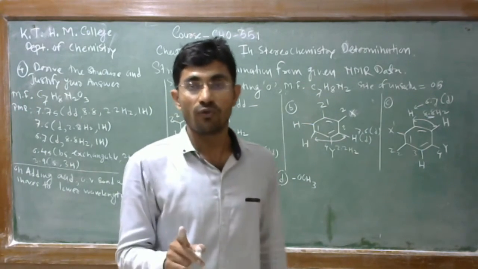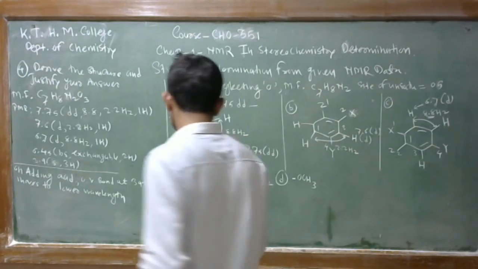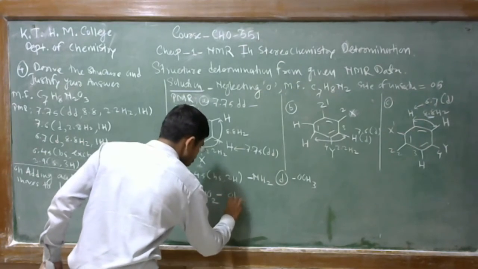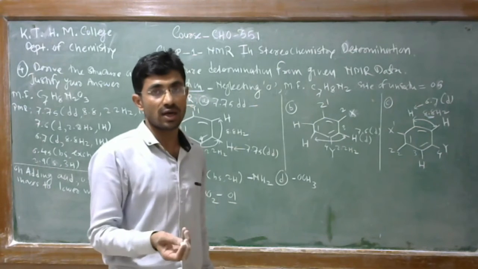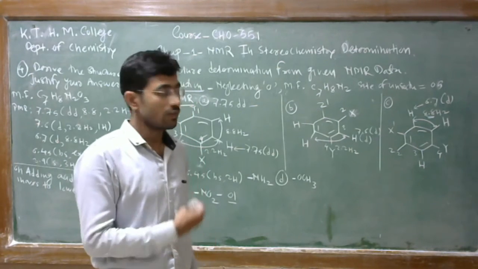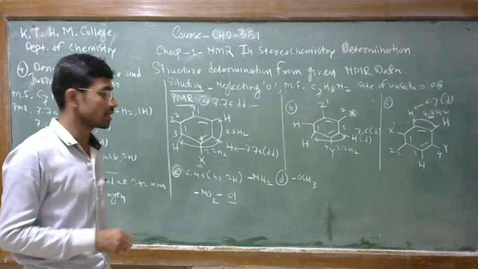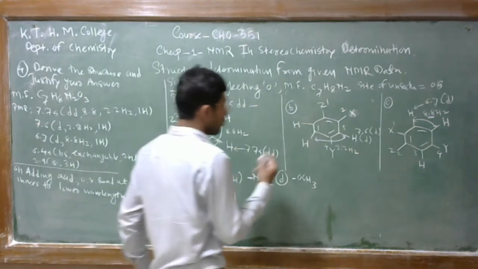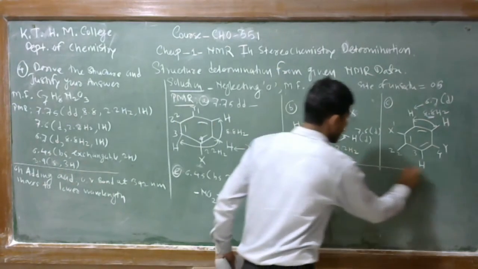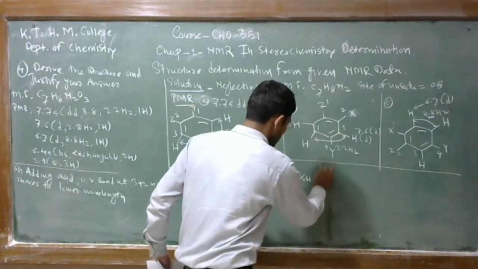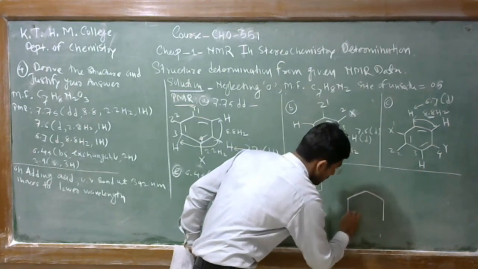And for the nitro group we have considered one site of unsaturation. How many? 1. So 4 plus 1, that is 5. So 5 sites of unsaturation we can conclude for the possible structure. So from all this information we can conclude the possible structure of the given compound may be like this.